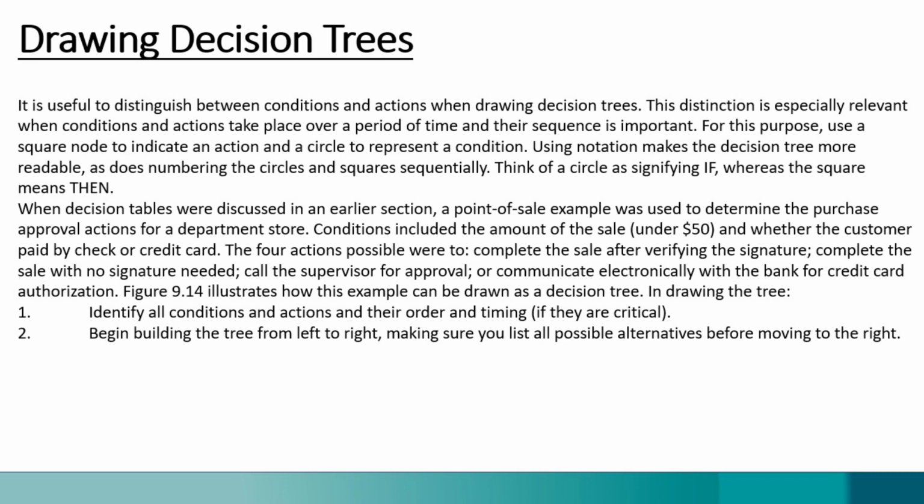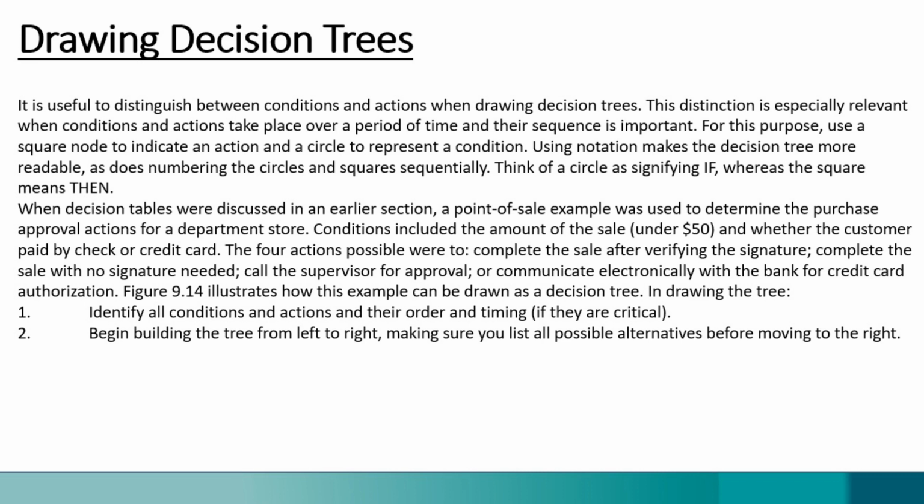Drawing decision trees. It is useful to distinguish between conditions and actions when drawing decision trees. This distinction is especially relevant when conditions and actions take place over a period of time and their sequence is important. For this purpose, use a square node to indicate an action and a circle to represent a condition. Using notation makes the decision tree more readable, as does numbering the circles and squares sequentially. Think of a circle as signifying if, whereas the square means then.